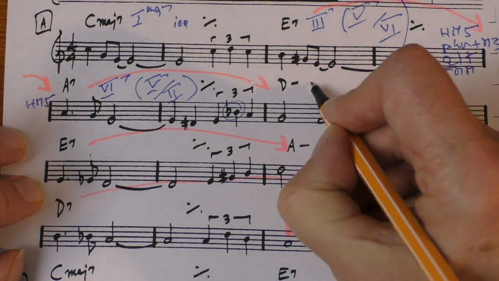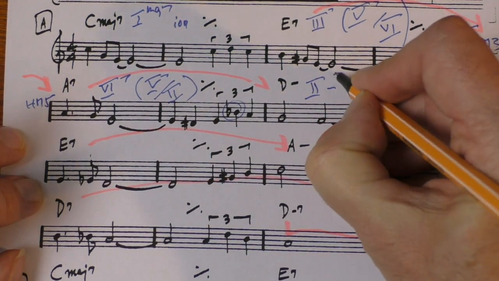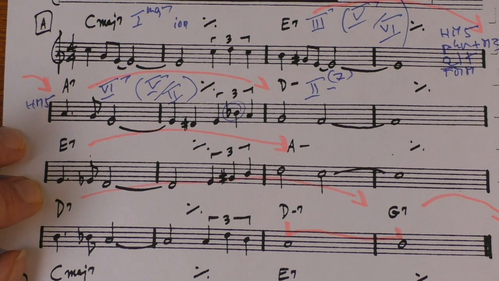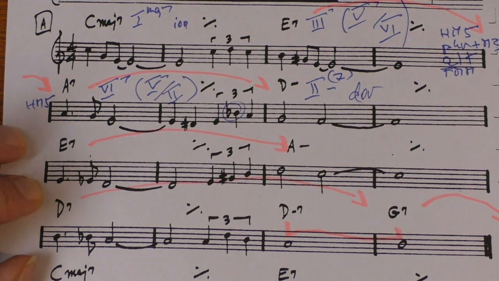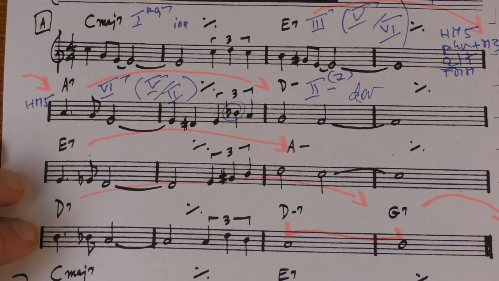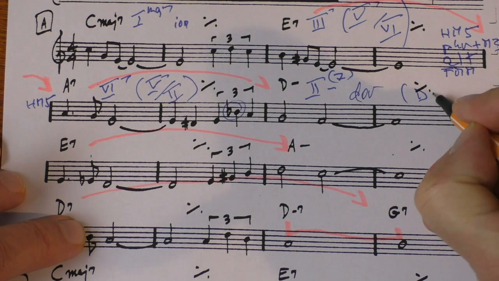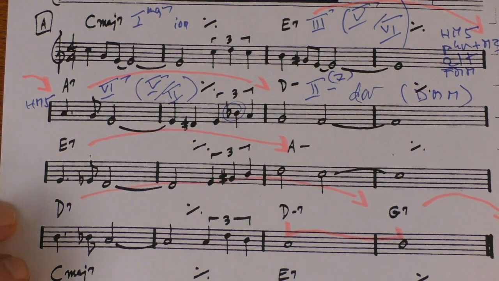D minor is a 2 minor, and I would interpret it as a 2 minor 7. Of course, you could think, oh, let me play D melodic minor, but I would just play the 2nd degree of C major, Dorian. But as an option, of course, you could play D melodic minor. If you feel like it, it's possible.